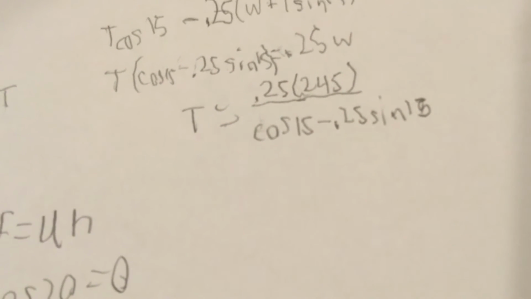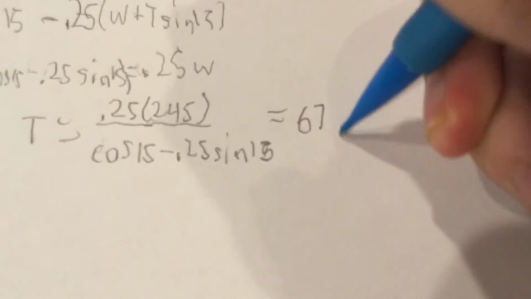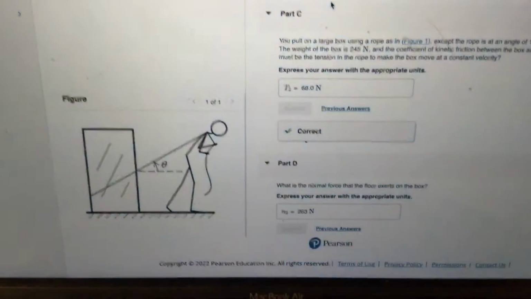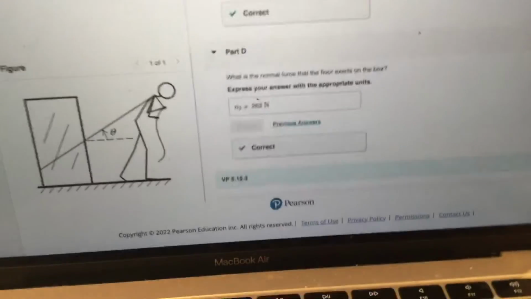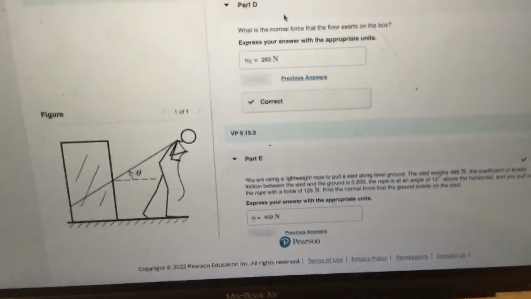Okay, we got 67.96 newtons. That's correct, rounds to 68. Okay, we go to part D. What is the normal force that the floor exerts on the box?